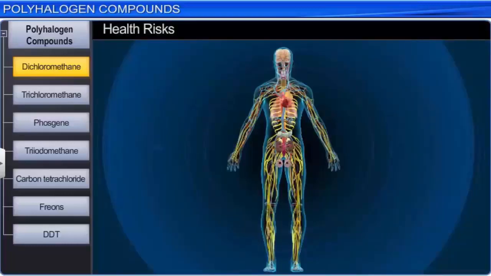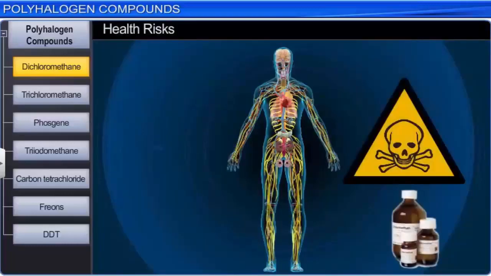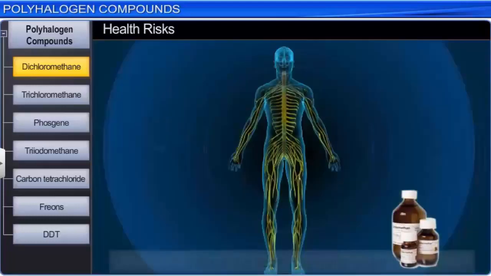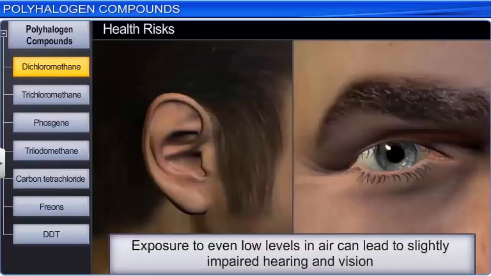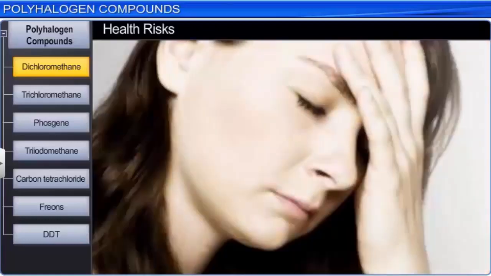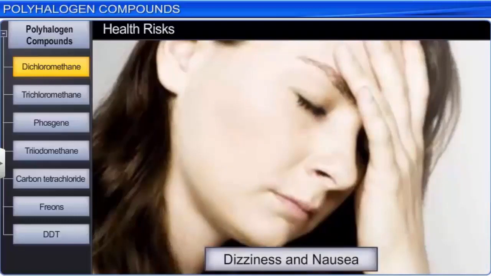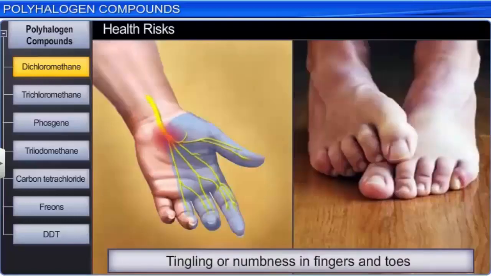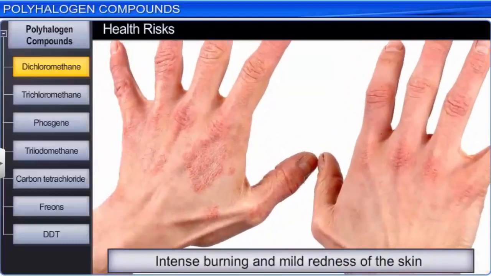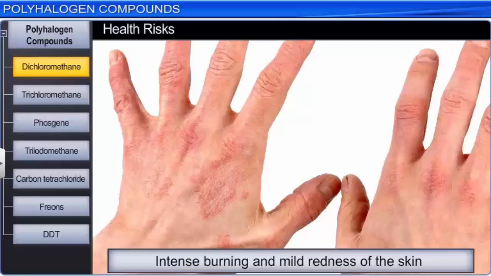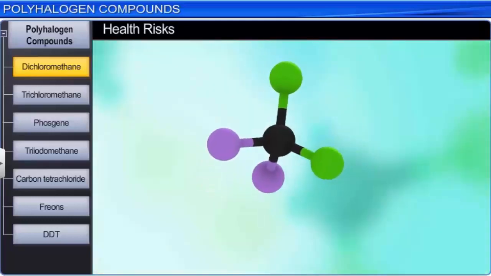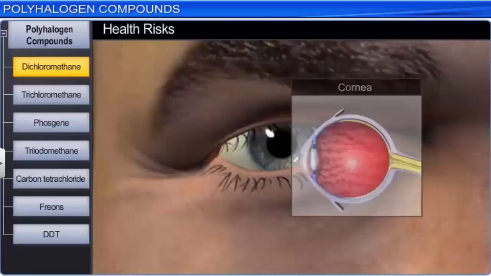There are some very real human health risks associated with exposure to dichloromethane. It harms the central nervous system. Exposure to even low levels in the air can lead to slightly impaired hearing and vision. Exposure to higher levels in the air may cause dizziness, nausea, and tingling or numbness in the fingers and toes. The skin may experience an intense burning sensation and mild redness if it comes in direct contact with dichloromethane. If dichloromethane comes in direct contact with the eyes, it may burn the cornea.